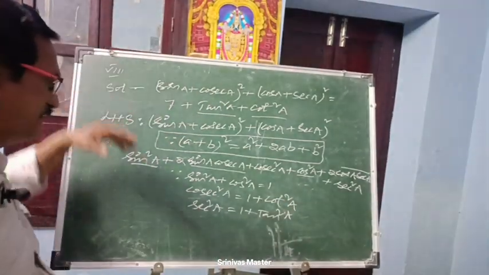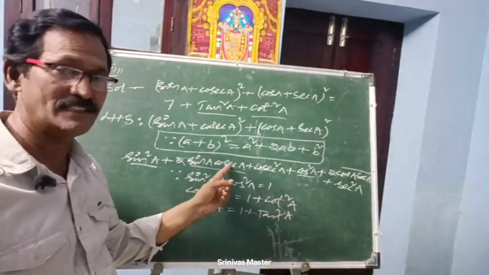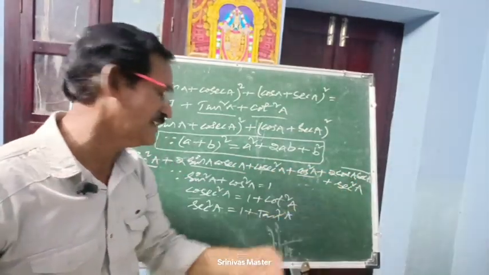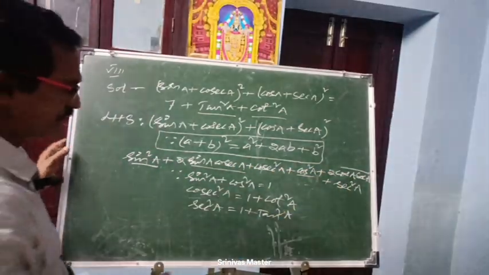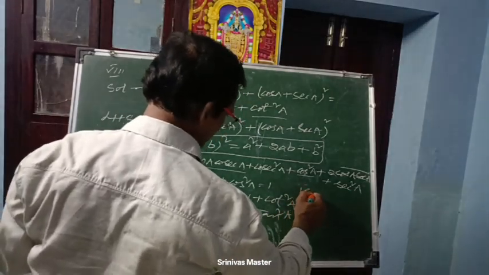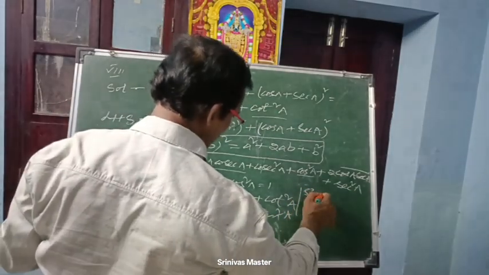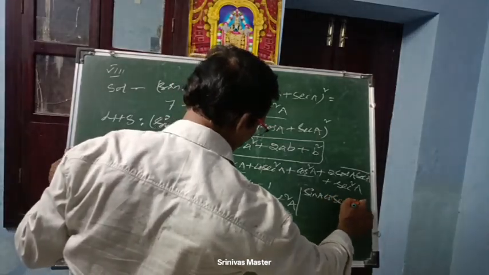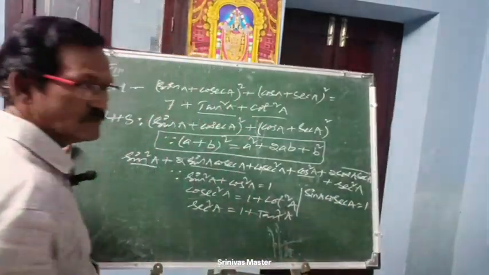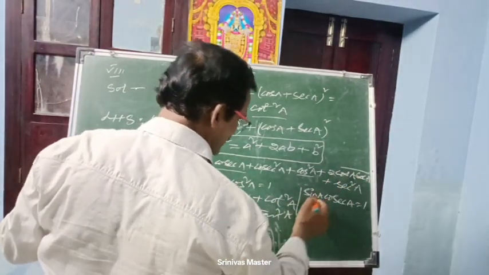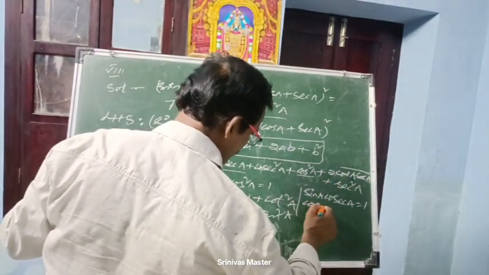Not only this, there are still more. Sin A into cosec A equals 1. Next, cos A into sec A equals 1. That formula is also applicable. These are the reciprocal properties: sin A into cosec A equals 1, and cos A into sec A equals 1.